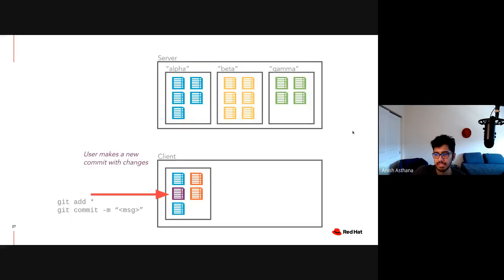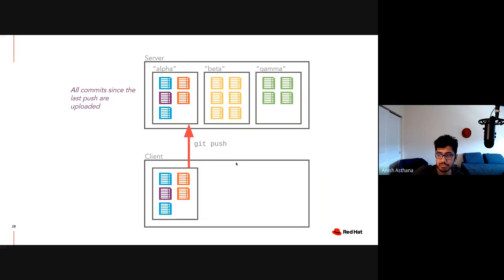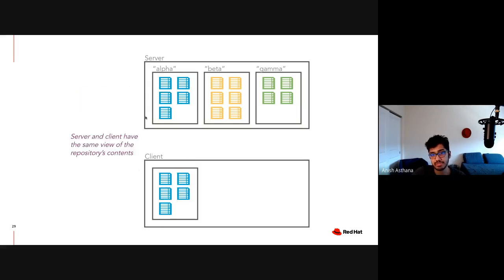So, here again, the user is making some changes. They're committing them. They then run git push so that all the commits that are on their local system and that haven't been pushed since the last time they pushed go up. And now you can see that both the server and the client have the same view of all the files.